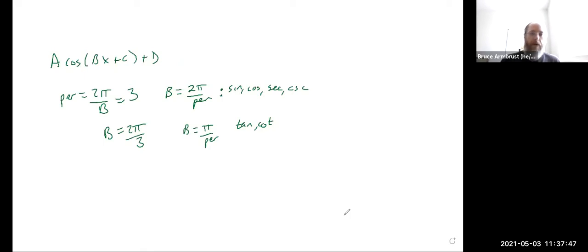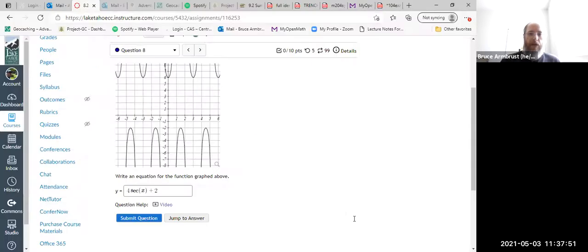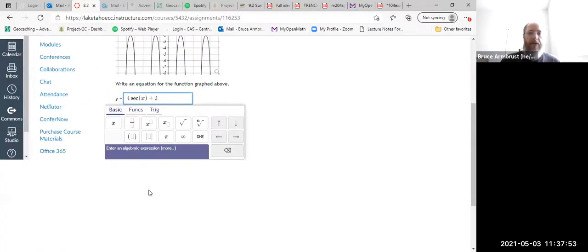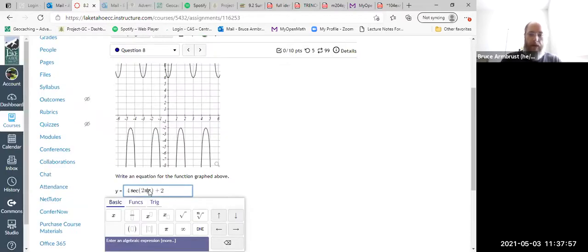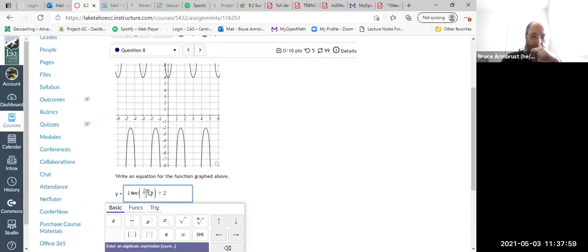Okay, well, let's go back and put that in over here. So what I need for my multiplier on secant is 2 pi divided by 3.